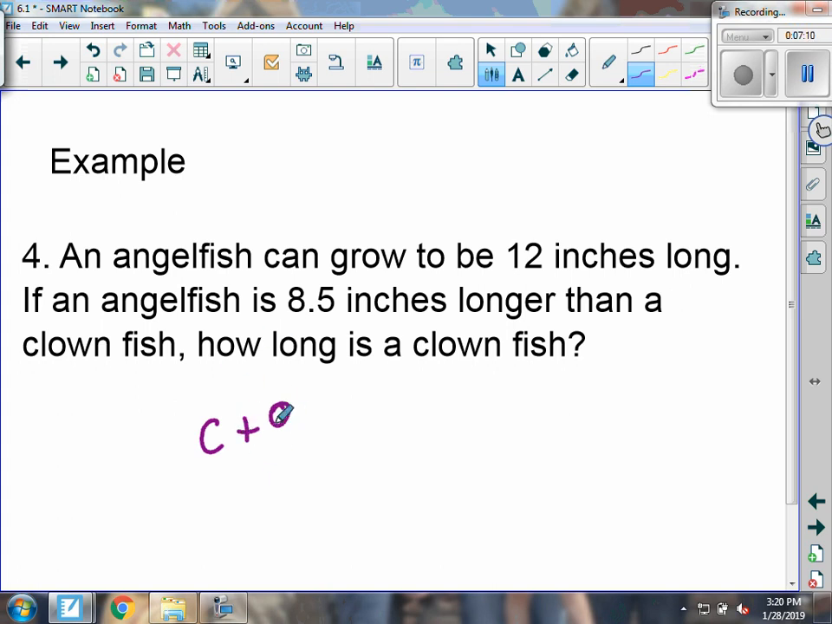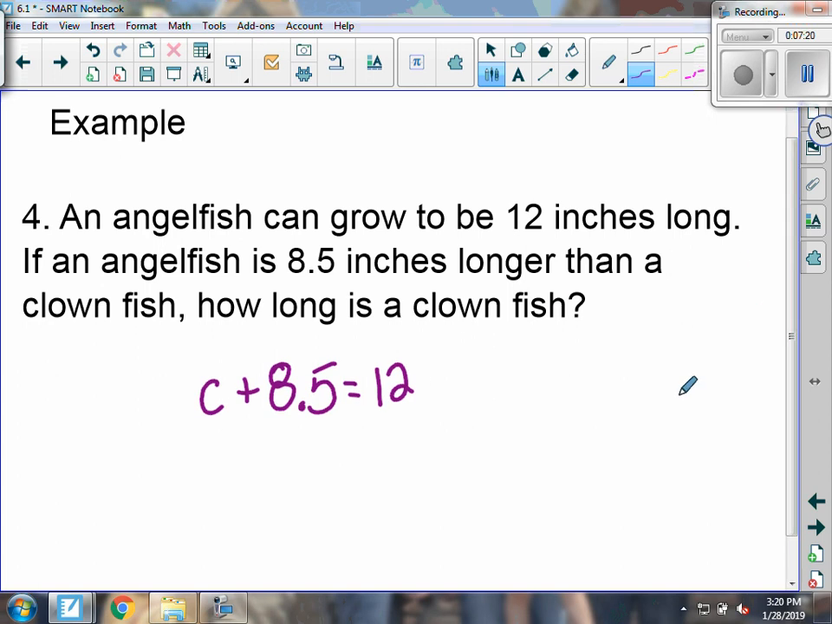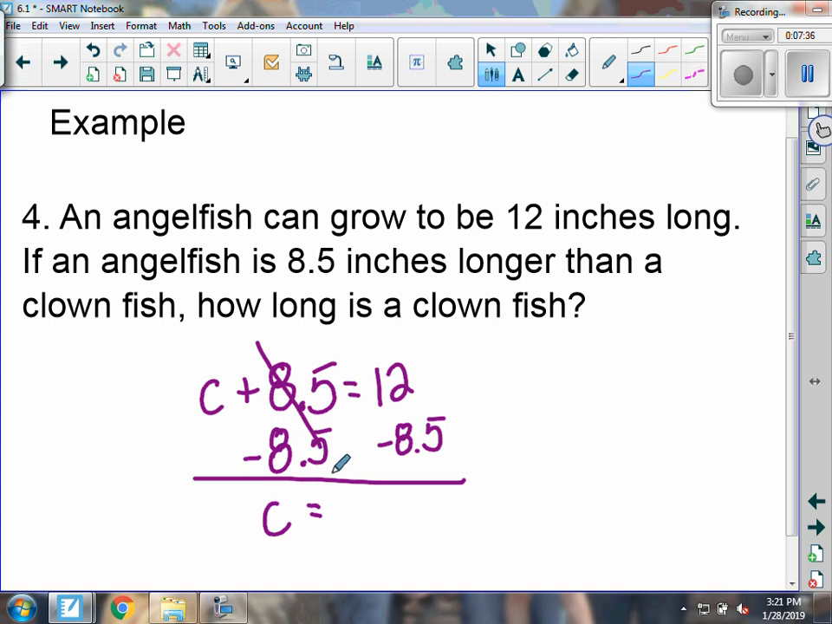So if I take the length of a clownfish plus 8.5 inches, that'll give me the length of an angelfish, which can grow up to be 12 inches. So there's my expression. Now I'm going to subtract 8.5 from both sides, and that's how you word it. Say minus 8.5 from both sides. Okay, so I bring down C is equal to, because that cancels out: 8.5 minus 8.5 is 0.